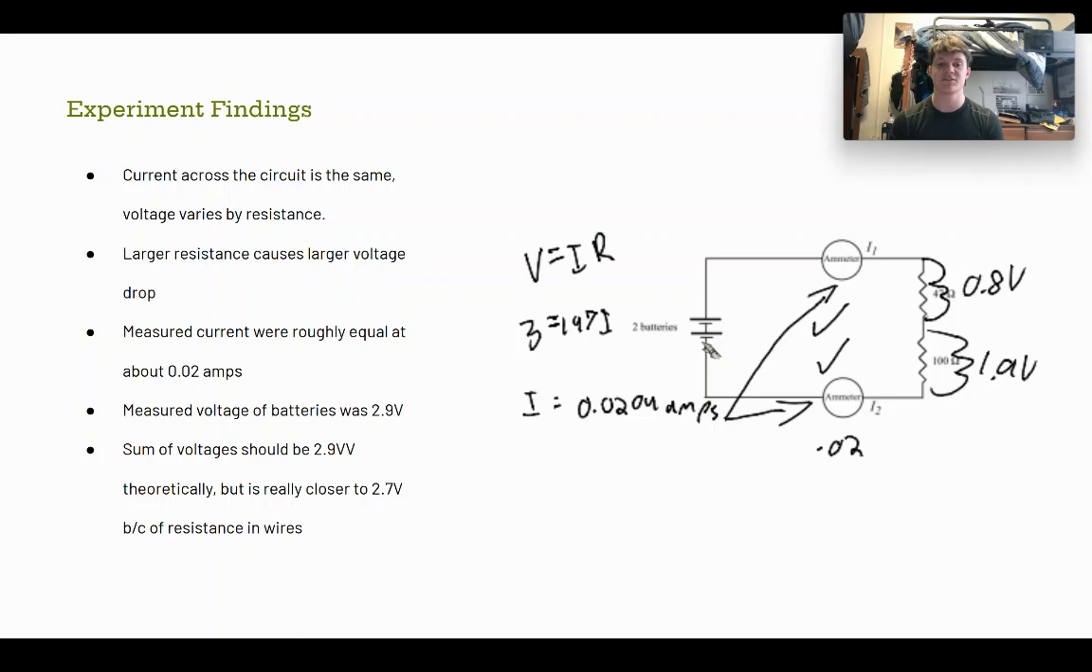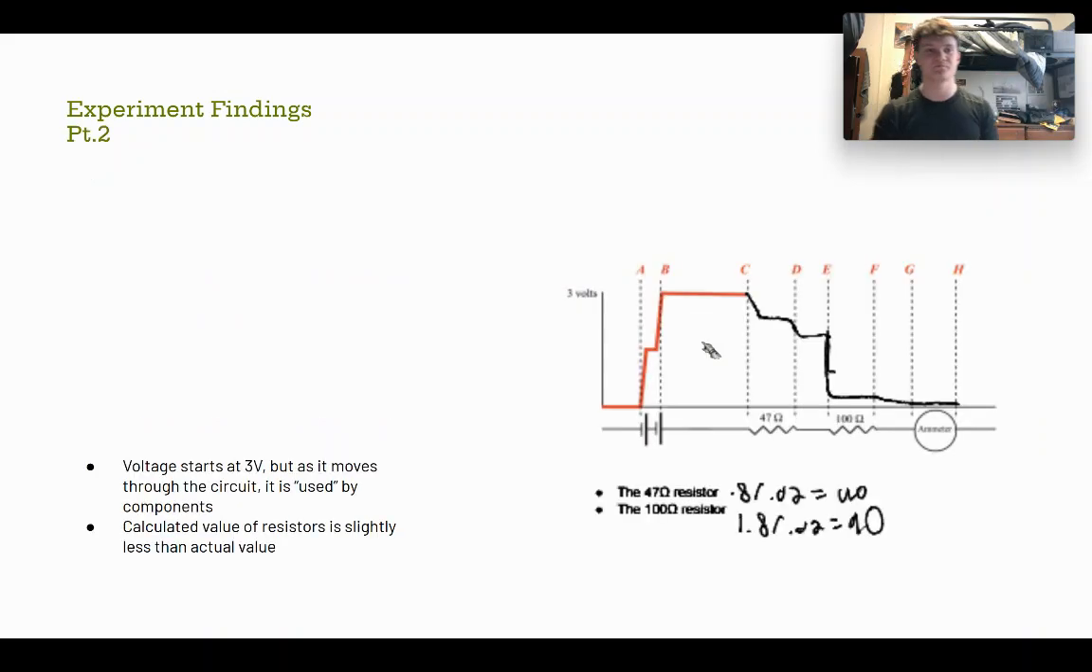What we find is that it's actually closer to 2.7 volts, and that's because of the resistance in the wires. Sorry, not the resistors in the wires. There are wires that have some resistance that we don't take into account.